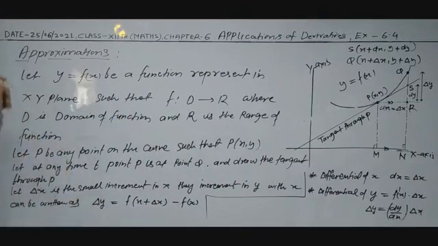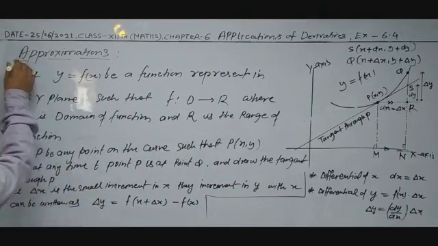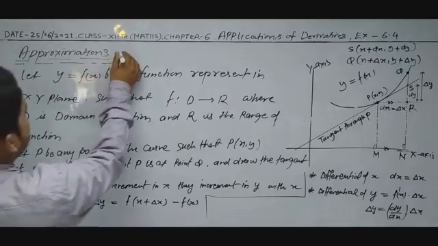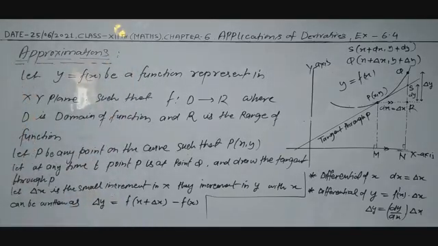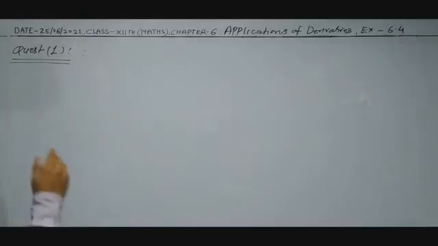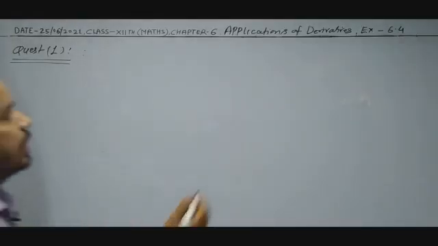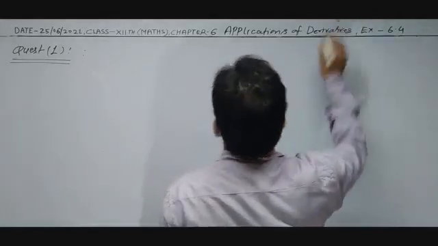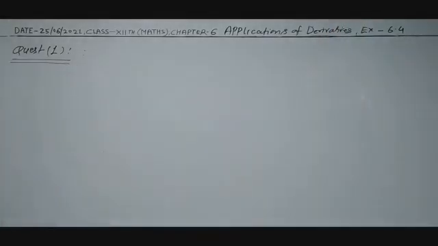Now this is the complete explanation of approximation. Now I will come to the examples or questions related to NCERT exercise 6.4. Now class, come to question number 1 of NCERT exercise 6.4. Question number 1 is: find using differential.